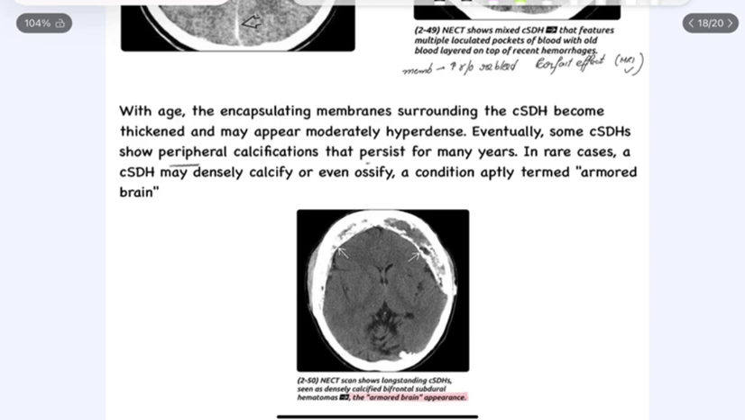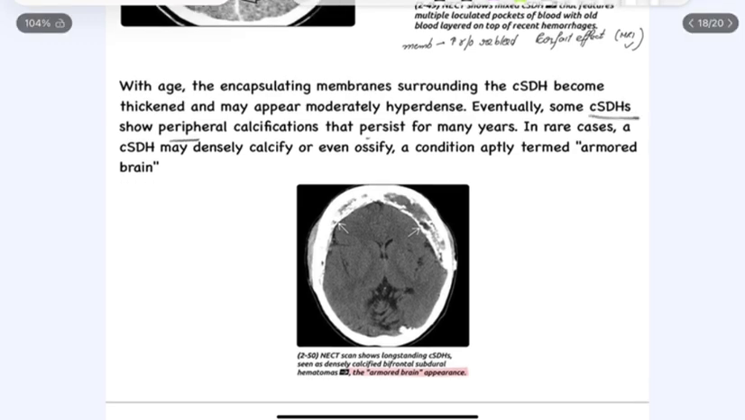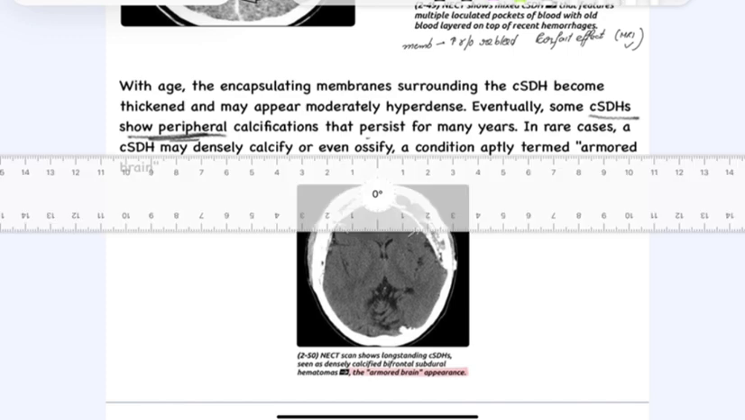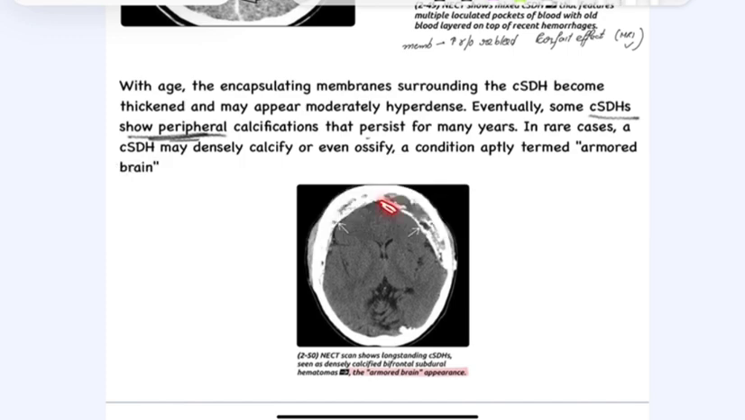With age, even these encapsulating membranes become thickened and can appear relatively hyperdense. Some of the chronic subdural hematomas will show peripheral calcification, which may persist for years, and this is termed armored brain.